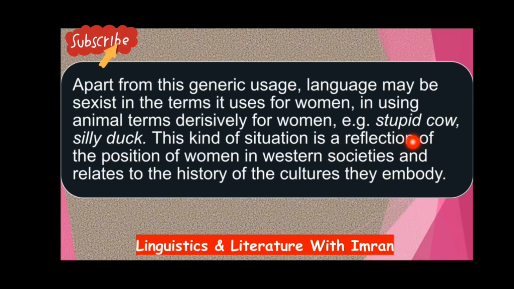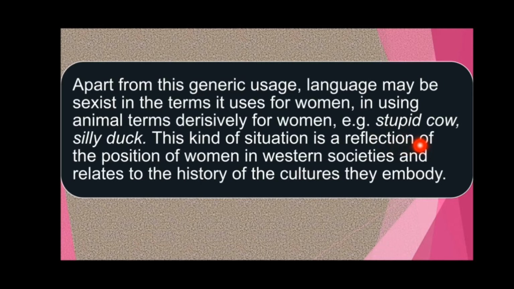That was in the past. Today, such kinds of words are not used for women. But in the past, such terms, like animal terms, were used for women. This is a reflection of the position of women: if women are inferior in society, such kinds of words are used, and if they are not inferior, such words are hard to find in that particular society.